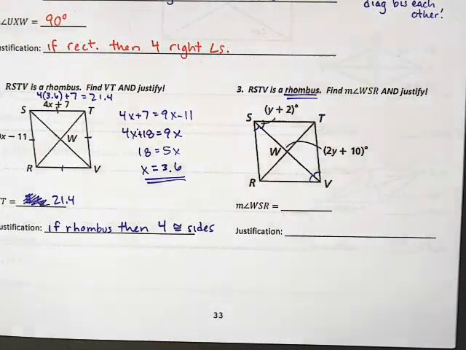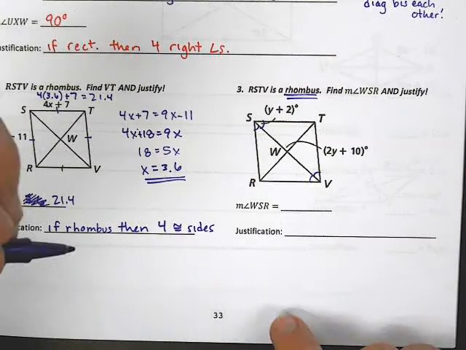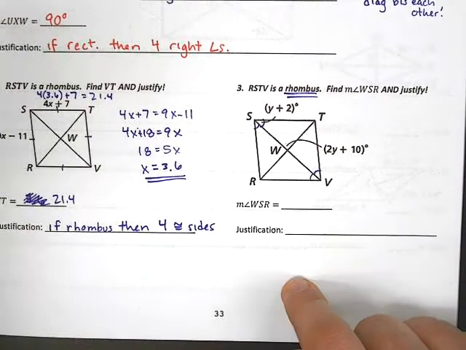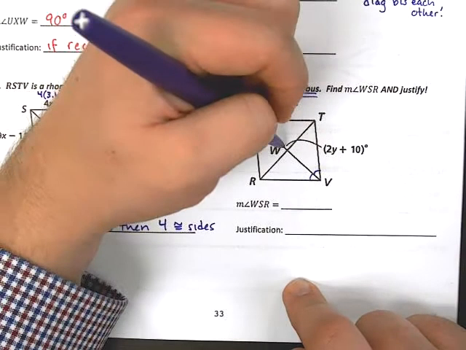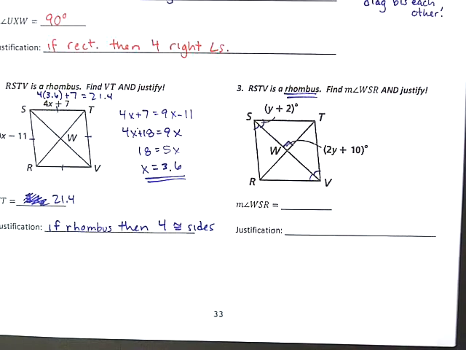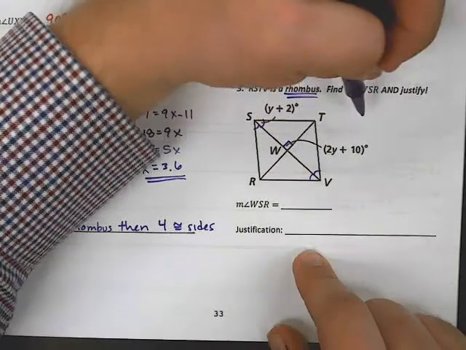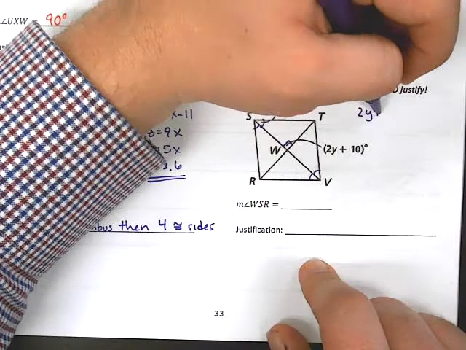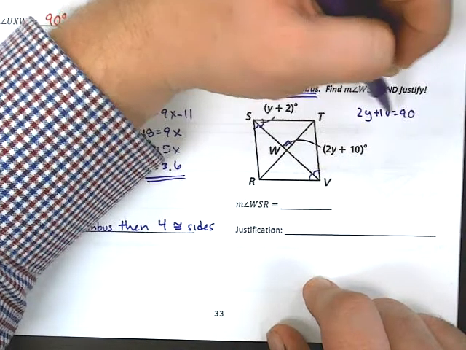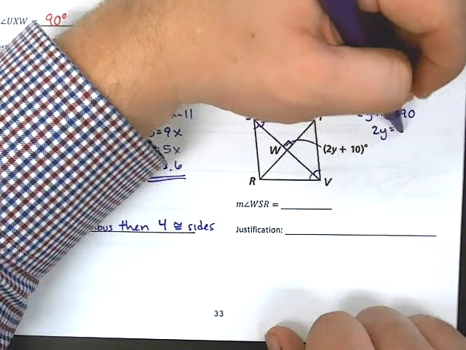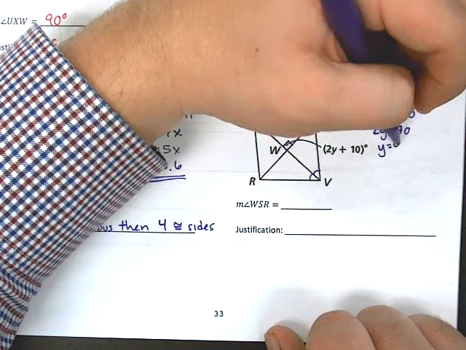But more importantly to this problem is that we know when the diagonals are formed for a rhombus, they're perpendicular. Okay, we have perpendicular diagonals, which means we have right angles in the center. And that's what I need, guys. I need that information because now I can set up the equation 2y plus 10 equals 90, or 2y equals 80, or y equals 40.